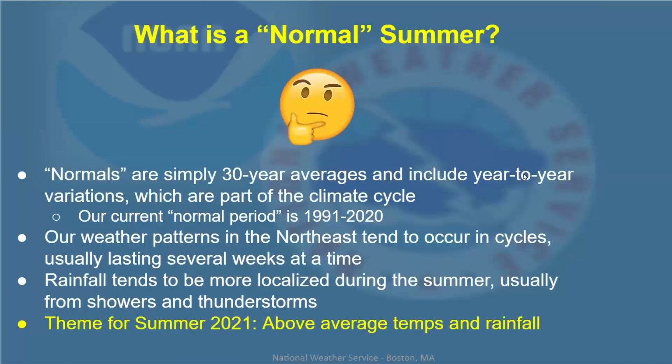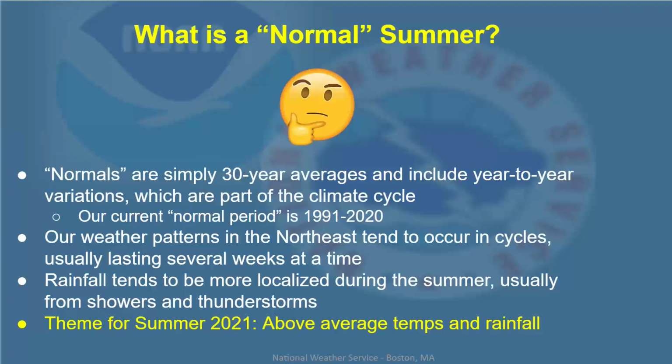So let's get started talking about a normal summer. And remember, normals are simply a 30-year average. So right now, the period we're comparing it to is 1991 to 2020. And these averages include all the extremes, year-to-year variations, normal parts of the climate cycle, things like climate change as well. But the thing to remember about here in the Northeast, our weather patterns occur in cycles, usually several weeks at a time.